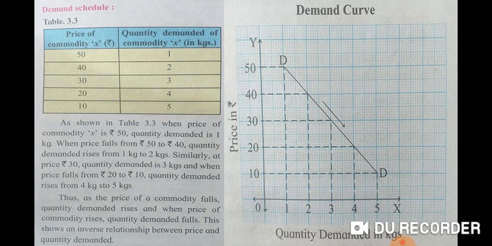So in the first row, when the price of the commodity is rupees 50, then quantity demanded of the commodity X is 1 kg. When the price of the commodity becomes 40, that is, there is a decrease or fall in the price of the commodity.